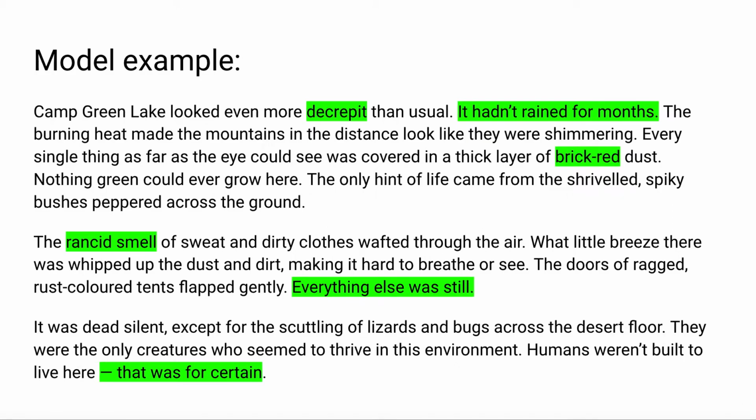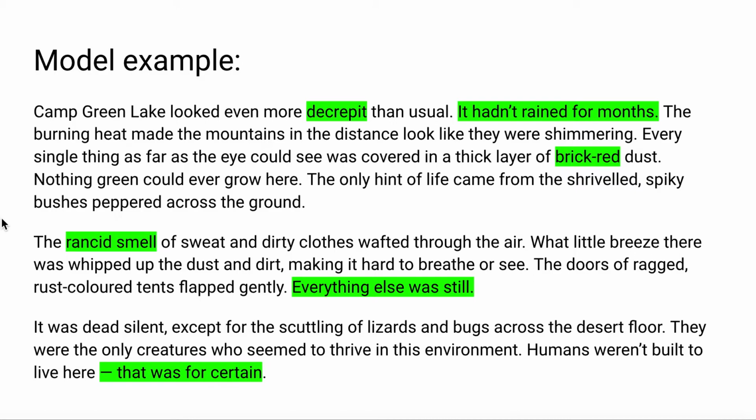So, Camp Green Lake looked even more decrepit than usual. It hadn't rained for months. Decrepit's a good example of an adjective there, and it hadn't rained for months is one of my short sentences. The burning heat made the mountains and the desert look like they were shimmering. Every single thing, as far as the eye could see, was covered in a thick layer of brick red dust. Hyphenated words is one of our Year 6 features, so if you use a hyphenated word, you can tick that off your list. Nothing green could ever grow here. The only hint of life came from the shriveled, spiky bushes peppered across the ground.